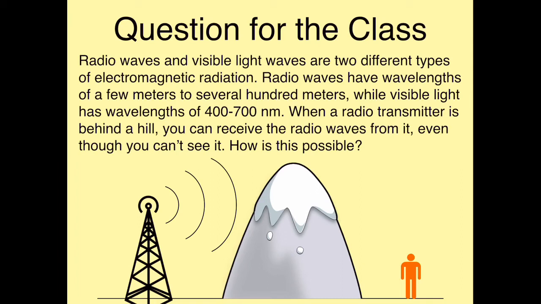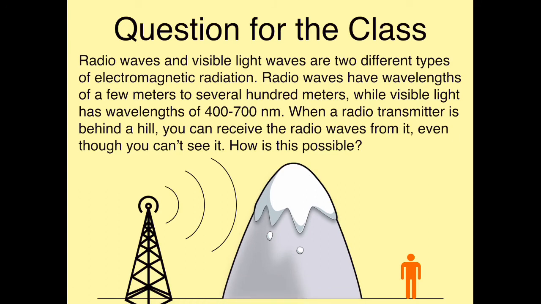Radio waves and visible light waves are two different types of electromagnetic radiation. Radio waves have wavelengths of a few meters to several hundred meters, while visible light has wavelengths in the range of about 400 to 700 nanometers. So again, they're both electromagnetic waves, they just have very different wavelengths.